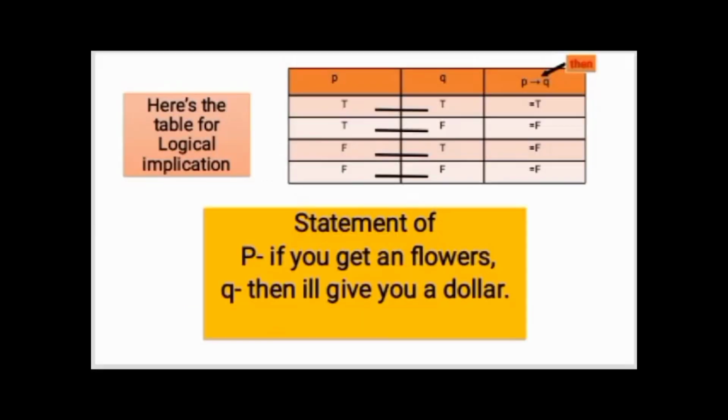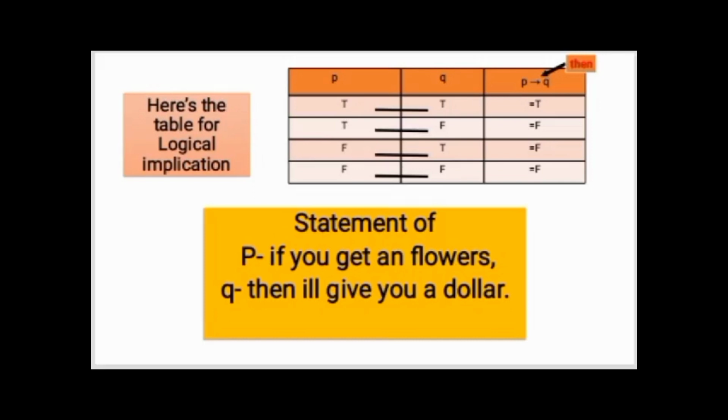Next, the implication. On the column implication, you can see the two statements, the P and Q, and having in the middle what is called implication, which is in short "then". So we have a statement here. The statement P is "if you get a flower," and the second statement Q is "then I'll give you $1." So here, let's proceed to number 1.